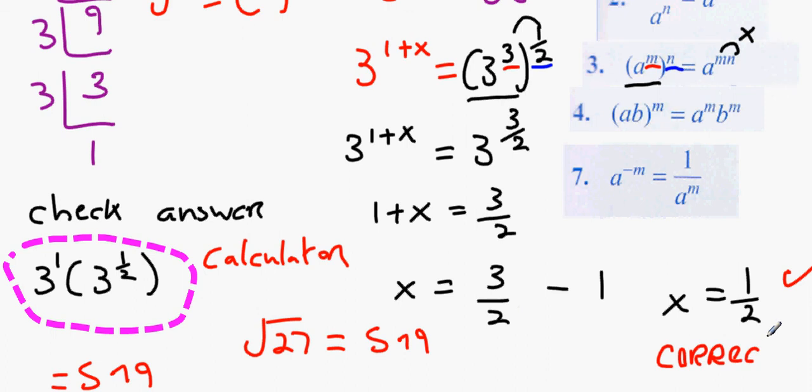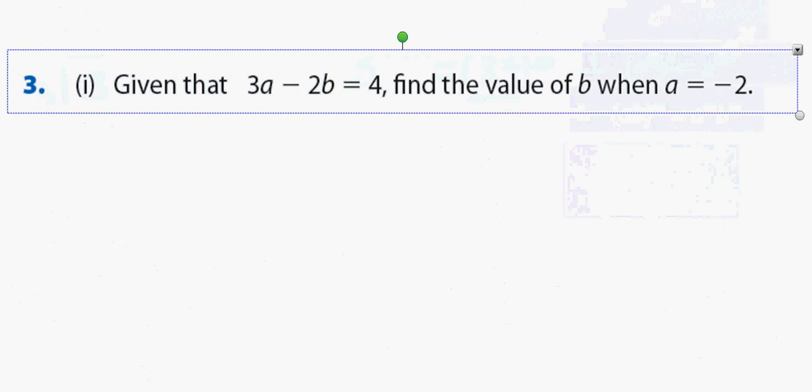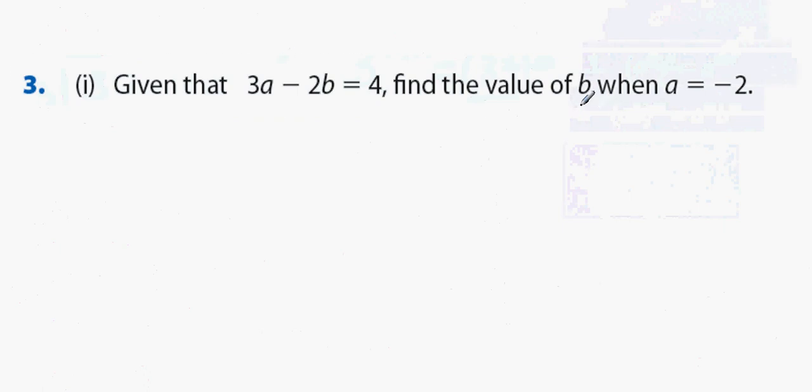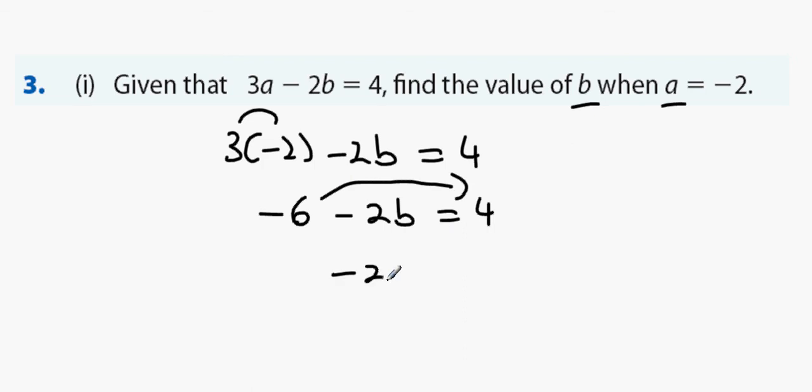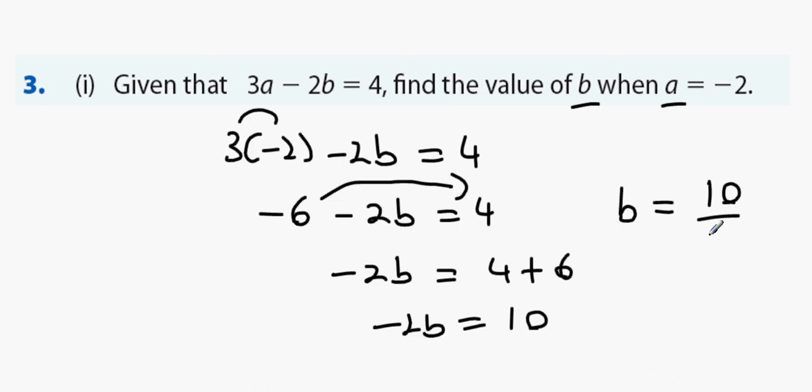Okay. Next one, we've got to figure out the value of b when a equals minus 2. So just replace a with minus 2. So minus 6 minus 2b equals 4. Bring the 6 over to the other side. So minus 2b equals 4 plus 6. Minus 2b equals 10. b equals 10 over minus 2. b equals minus 5.